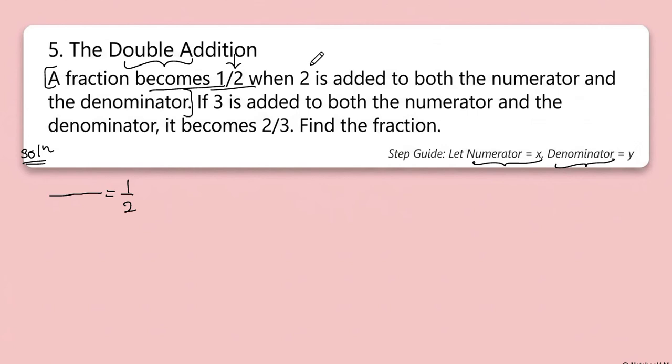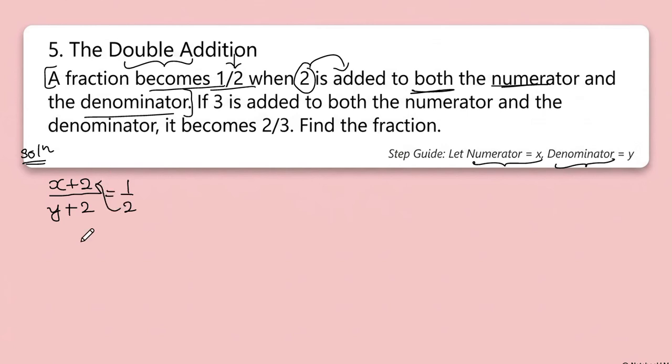So what is given? When 2 is added to what? Both numerator and denominator. So numerator is x, in that we have to add 2, that means x plus 2. Denominator is y, in that also we have to add 2, so y plus 2. Okay. Then do the cross multiplication.